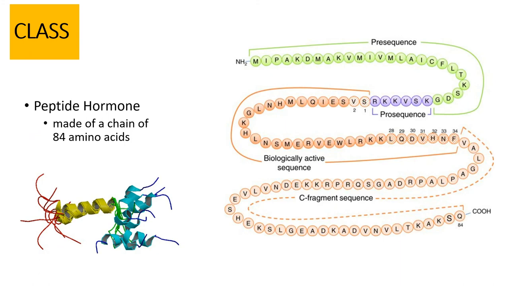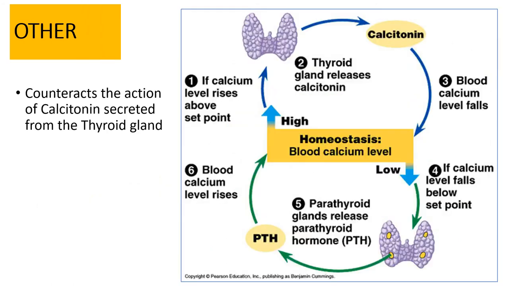The class is a peptide hormone. I'm not going to ask you anything more than it being a peptide hormone, but I think it's kind of cool to see the amino acid sequence. You can see there are 84 amino acids in that chain, and this is what the quaternary structure is going to look like when it's all folded and bent. So just kind of cool.